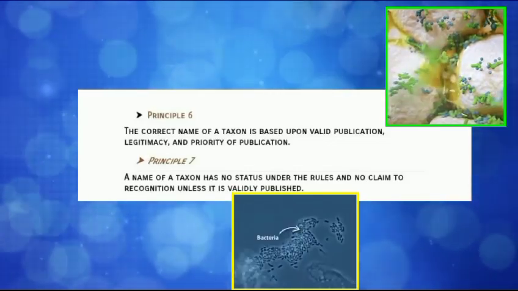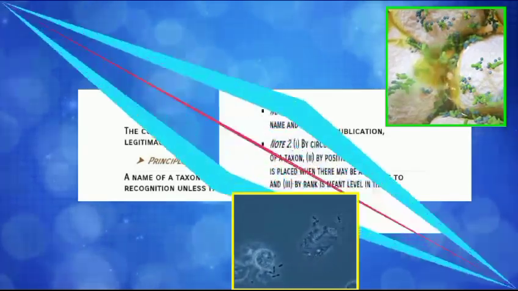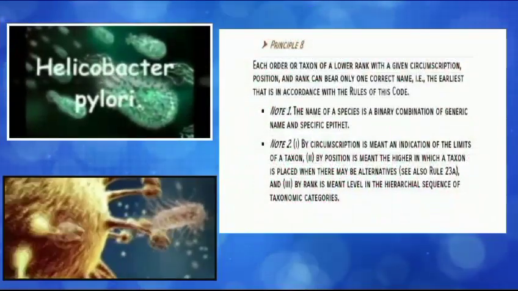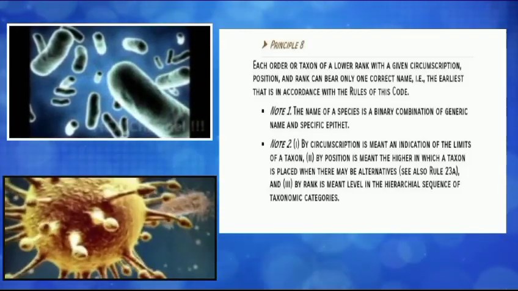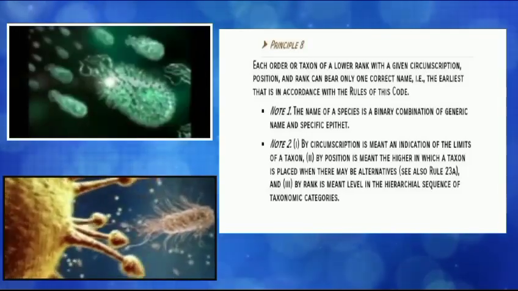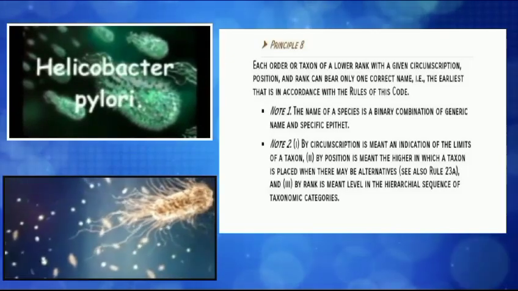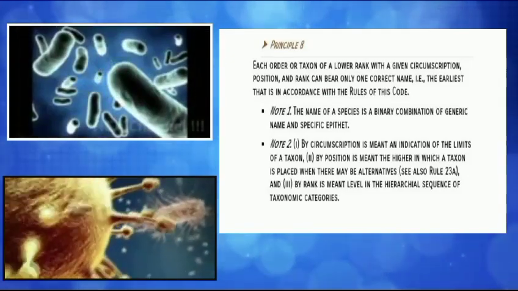Principle number 8. Each order or taxon of a lower rank with a given circumscription, position, and rank can bear only one correct name, the earliest that is in accordance with the rules of this code.